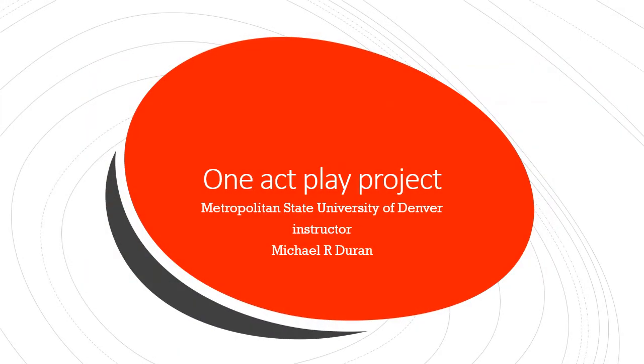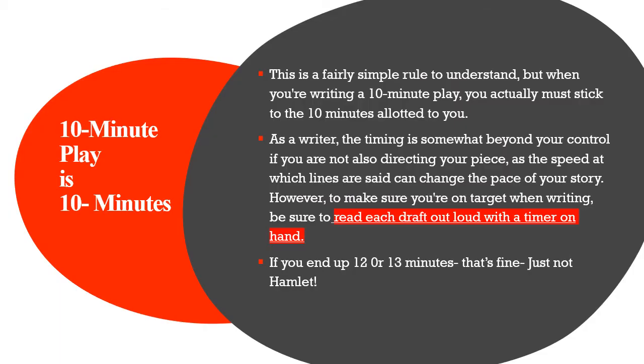Good morning. This is the video for the one act play. So a 10-minute play is 10 minutes. This is a fairly simple rule to understand, but when you're writing a 10-minute play, you actually must stick to the 10 minutes allotted you. As a writer, the timing is somewhat beyond your control if you're not also directing your piece, as the speed at which lines are said can change the pace of your story.